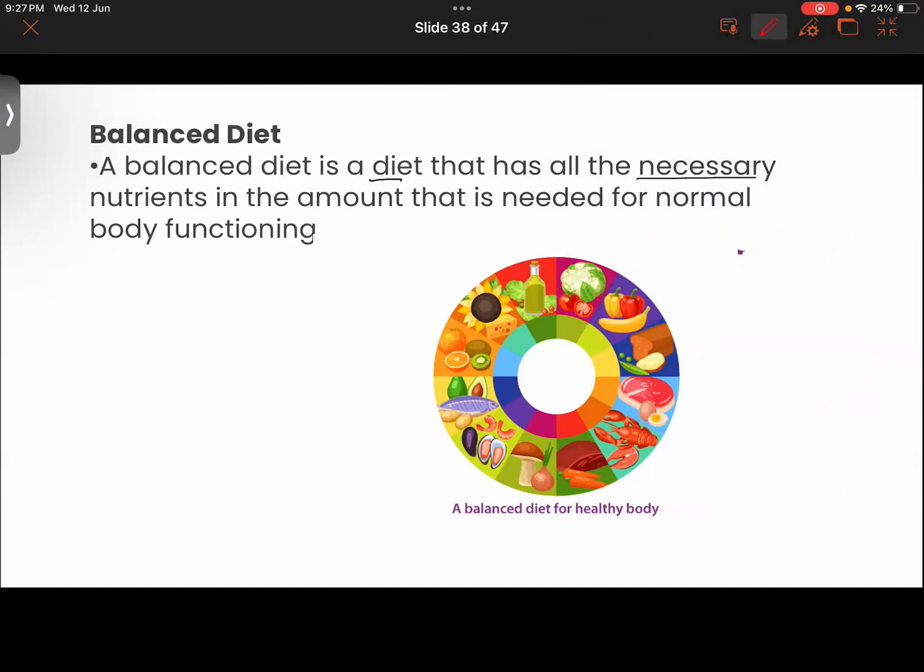Then let us learn about that. What is a balanced diet? Jason, please read this paragraph.